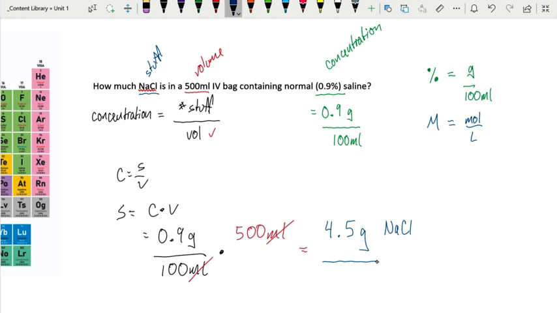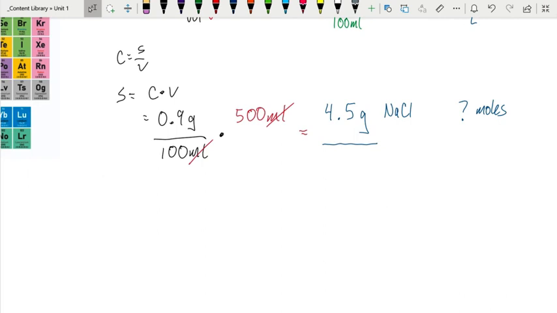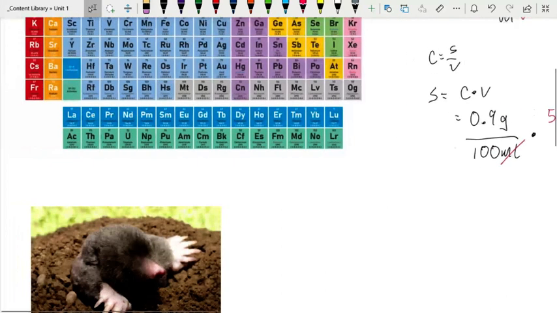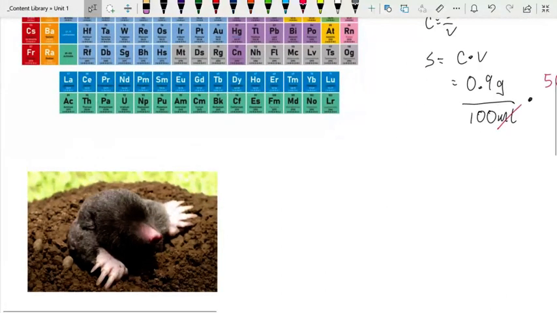That's my next question. How many moles? Now, to understand this, we first have to define a mole. I've got a picture of a mole right over here. There it is. Perfect. There's a mole. But that's not what we're talking about, even though it is very cute. What we're talking about is a mole.